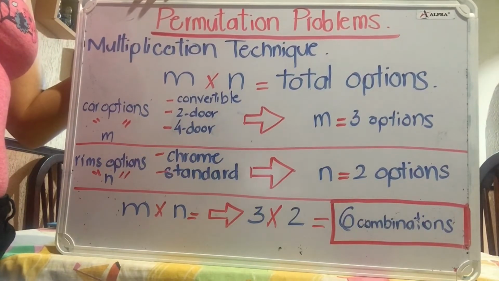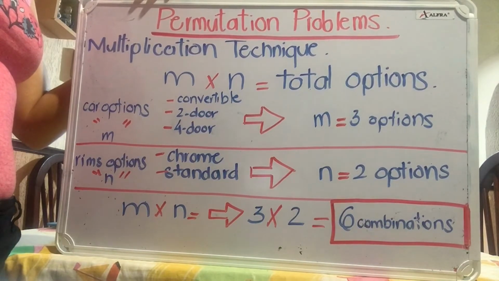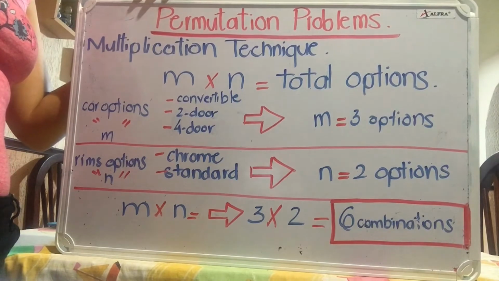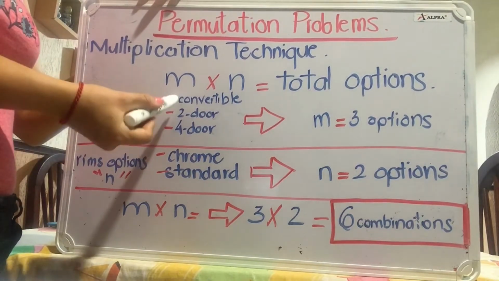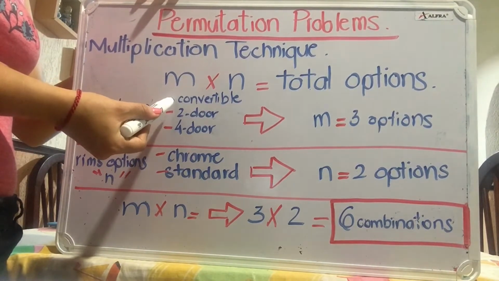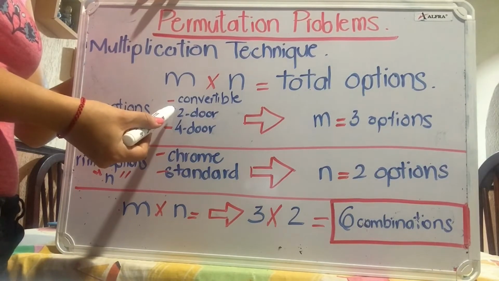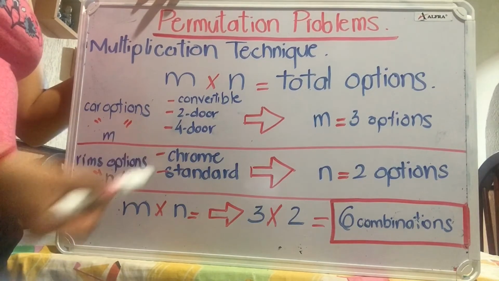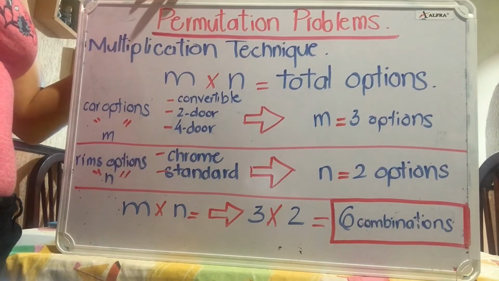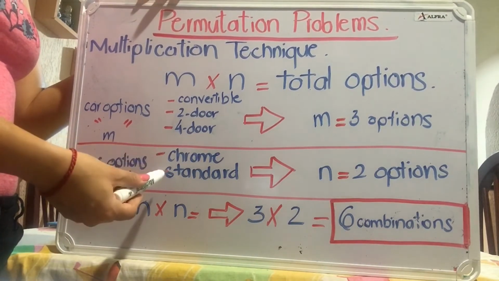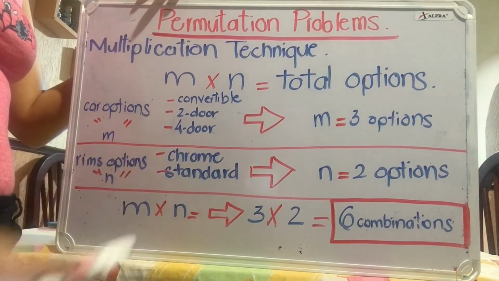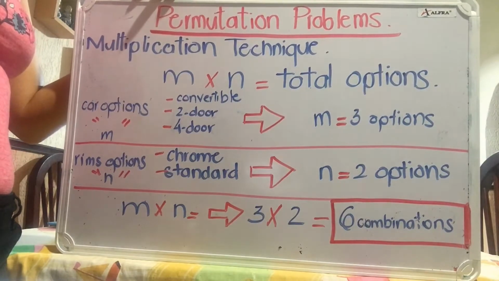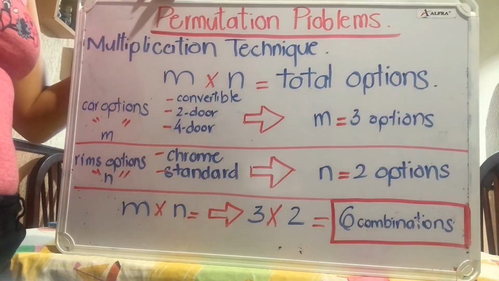The problem says, a car salesman wants to show his customers the different car options he has. Convertible car, two-door car, and four-door car. Any of them with chrome or standard rims. How many different car and rim combinations can the salesman offer?